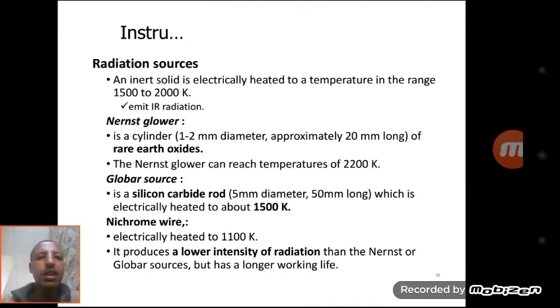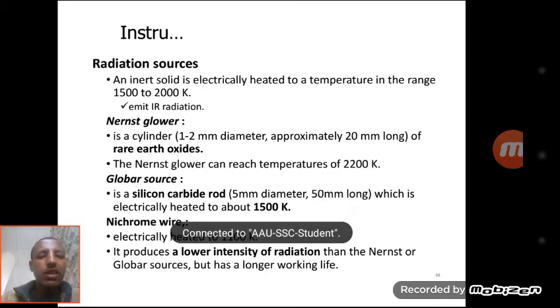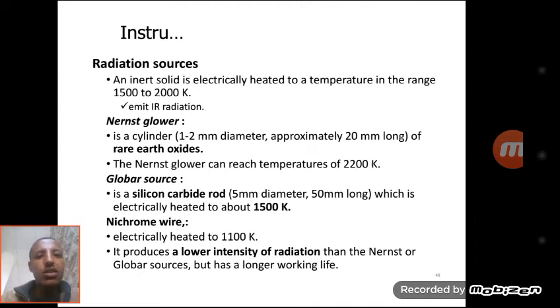The first one is the radiation source. In IR spectroscopy, an inert solid is electrically heated to a temperature in the range of 500 up to 2000 Kelvin. The solid inert mass emits IR radiation because of the high temperature. There are different radiation sources in IR, such as the Nernst glower and Nichrome. Each radiation source has specific characteristics.